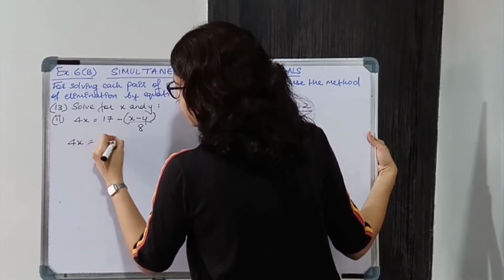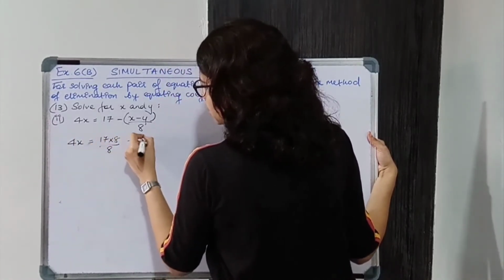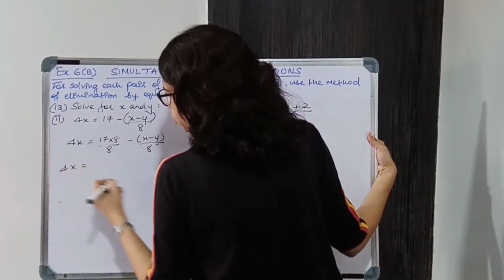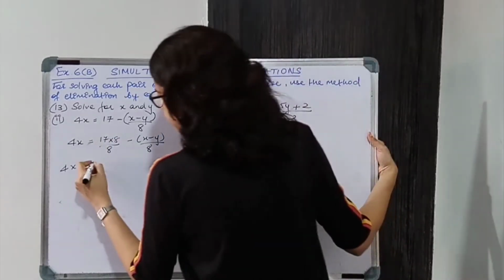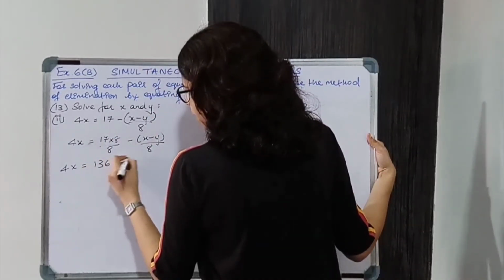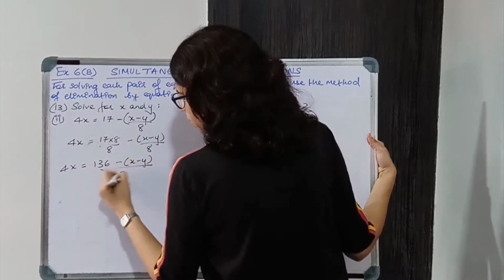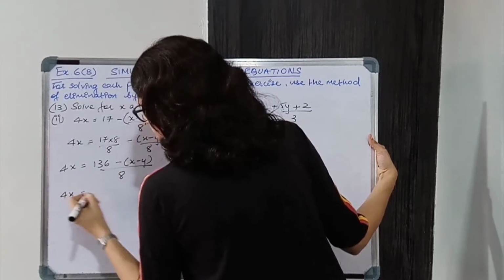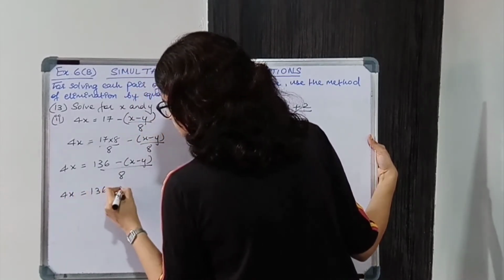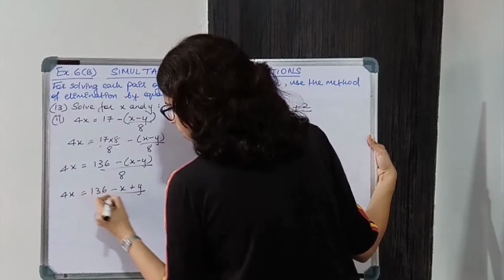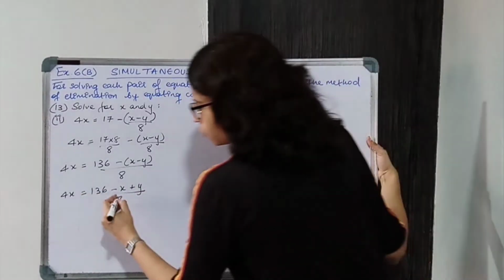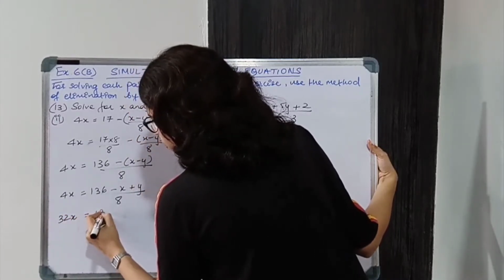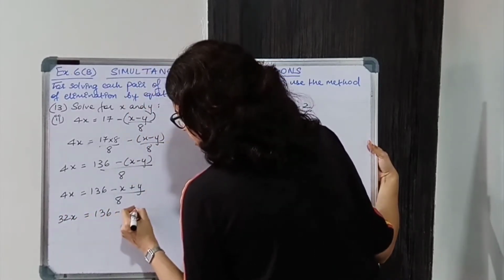So 17 into 8 by 8 minus x minus y by 8. So this will give 17 8s are 136 हो जाएगा, minus x minus y by 8 common denominator. So 4x is equal to 136 minus x minus minus plus y by 8. Shifting 8 over here, 8 4s are 32. X is equal to 136 minus x plus y.